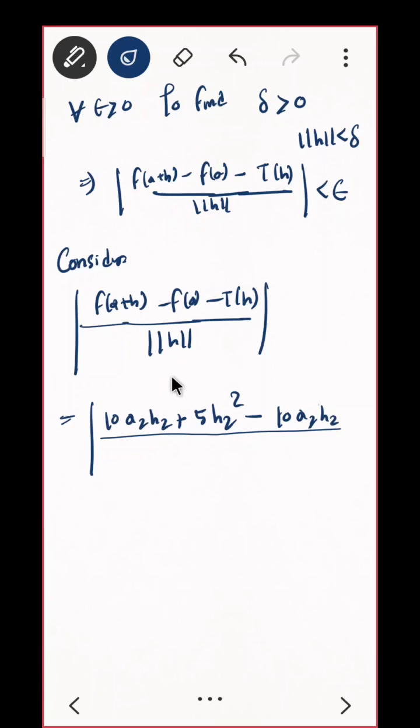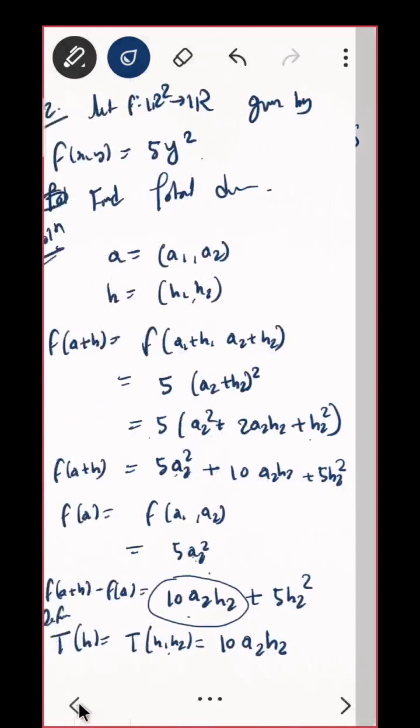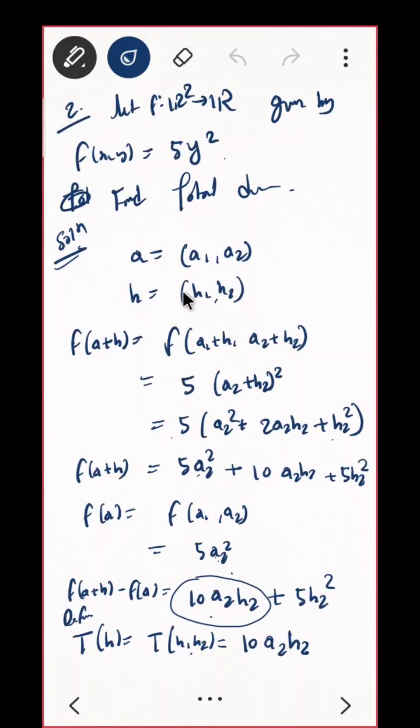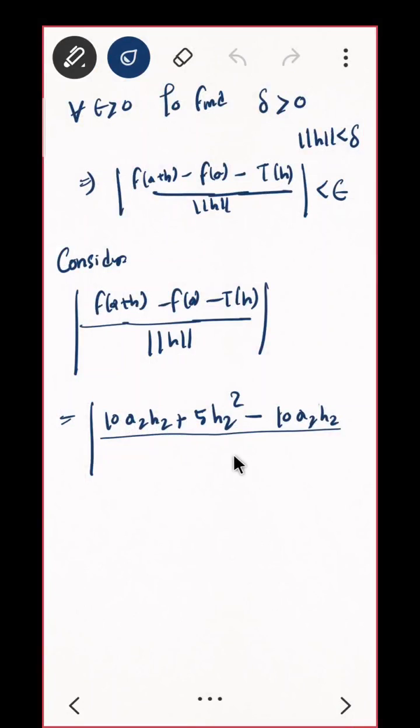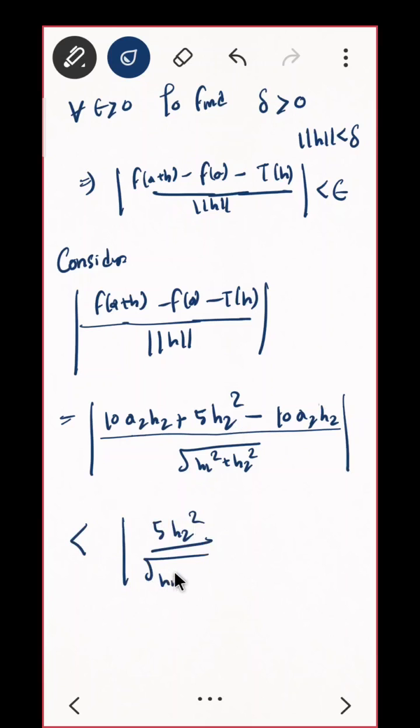What is norm h? h is in two variables. Do you see? What is your h? Here it is h1, h2, so what will the norm be? It will be square root of h1 square plus h2 square, correct? So this is my mod. So what is this? These two are gone. I am having this as 5h2 square upon square root of h1 square plus h2 square. Okay, tell me what should I do next?